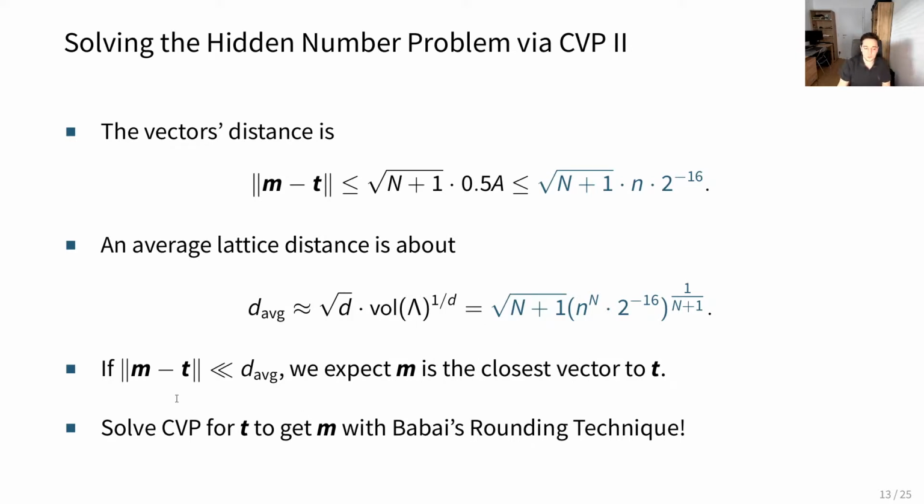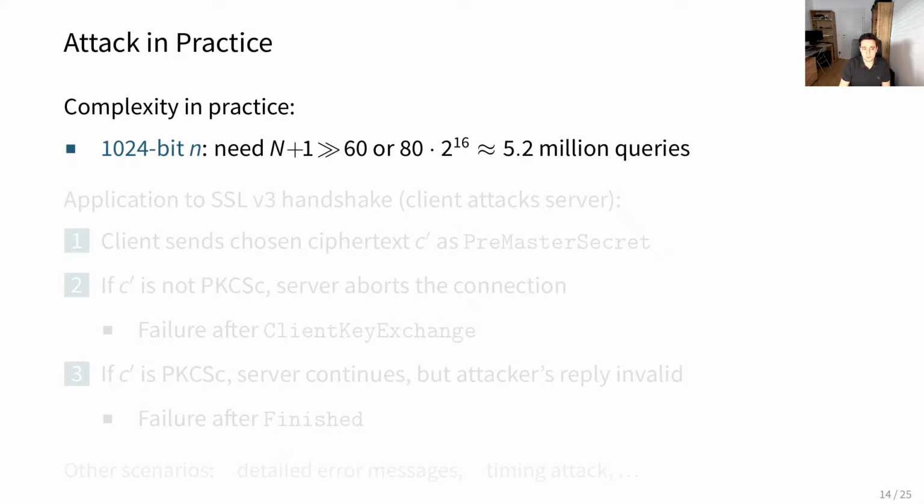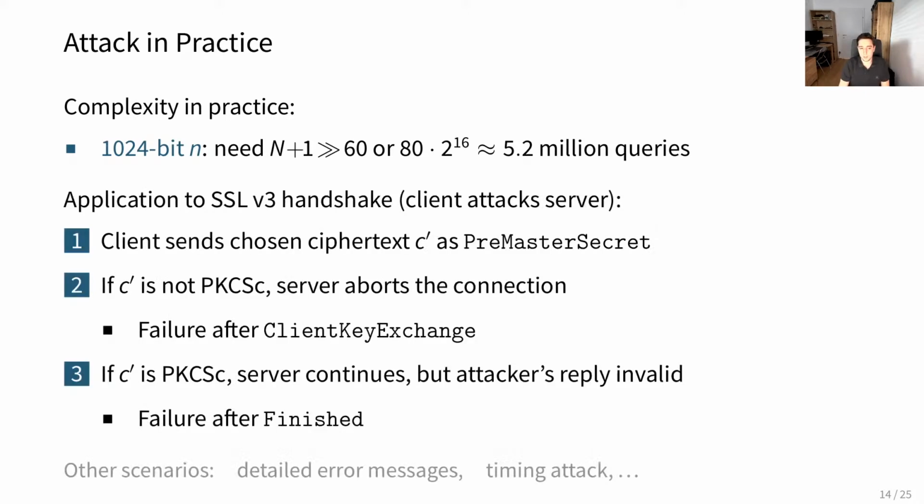And this closest vector problem can be solved, for instance, with this Babai rounding technique. Okay, in practice, for a 1000-bit RSA, we need a couple of million queries. Well, you can also do it for lower bit sizes, so we'll come to it later. And this is actually also applicable in other scenarios, for instance, in side channel scenarios. So it is not the only application here.